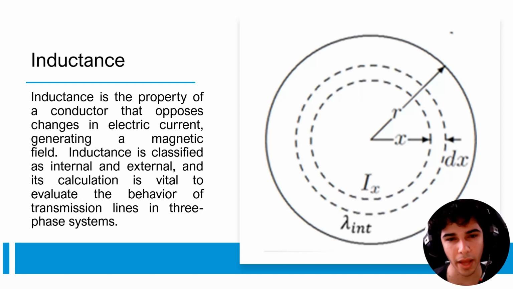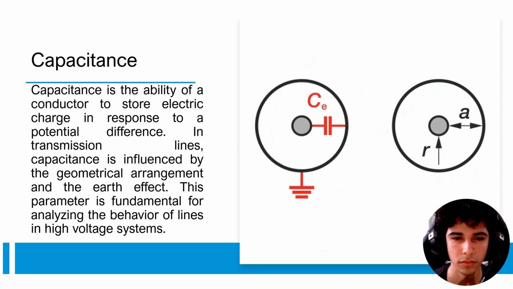Another serial parameter that we're going to calculate is inductance. The inductance is the property of a conductor that opposes changes in electric current. Knowing this value is vital for transmission line modeling. And finally, the parallel parameter of our interest will be the capacitance. Capacitance occurs when there is a potential difference between two points. As there is a difference in potential between each of the conductors, and in addition, as specified in the project guideline, we also consider the earth effect, there is a potential difference between the conductors and the earth.